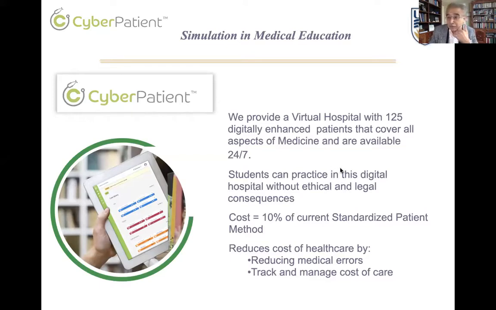Also, we have to understand that our research has shown that it's 10% of the cost of a standardized patient, at least at the University of British Columbia where we are. So Cyber Patient, in our opinion, would reduce the cost of healthcare by reducing medical errors and tracking and managing the cost of care.